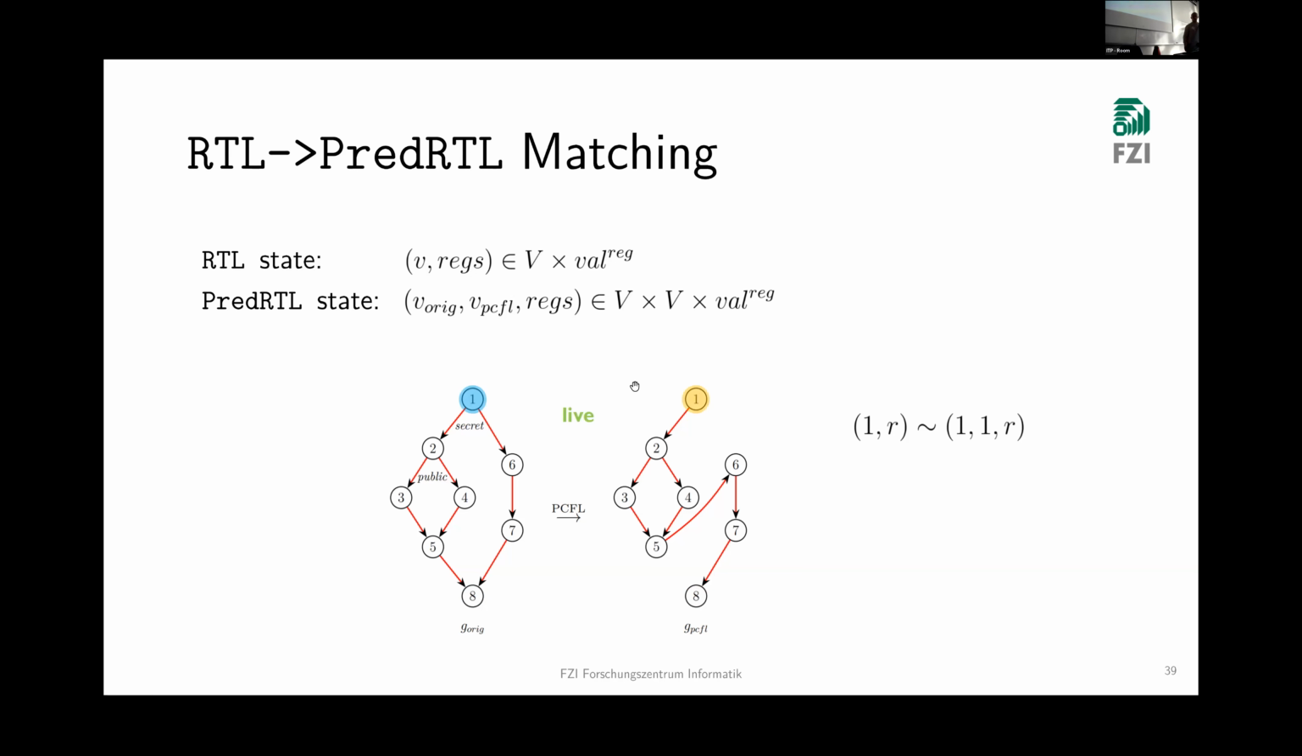Now we have to define a matching between RTL and pred-RTL semantics. This is pretty straightforward. So our initial state 1 and the state 1, 1 match. So they're equivalent, given that the registers are the same. And then if we go to this dummy state, 6, 2, it doesn't match any RTL state. Now we continue executing until we hit this live state, 6, 6. And this matches the RTL state at 6, given that the register values are again the same. And so this is also the rule that only live states in pred-RTL match an RTL state. And with this definition of the pred-RTL semantics, we can show that this transformation is correct.